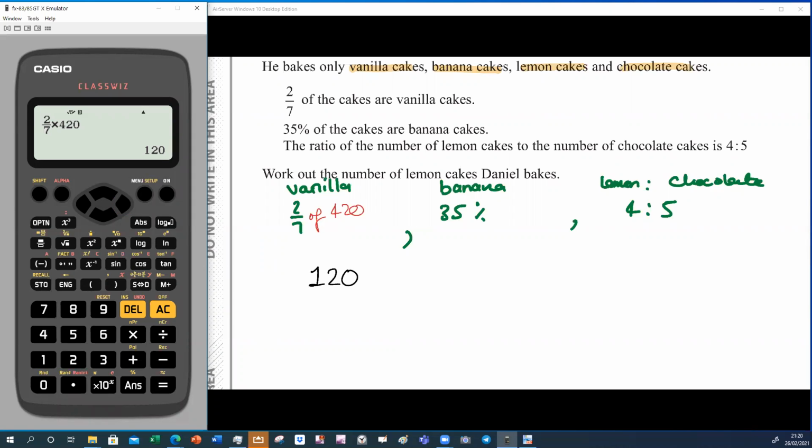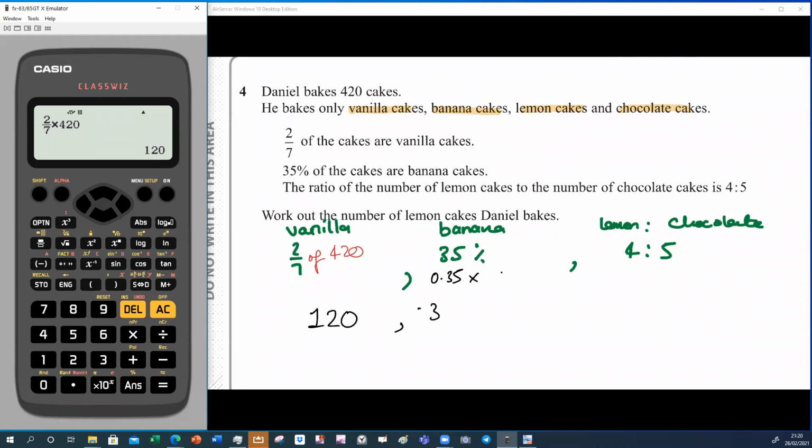Right, next one we have 35% are banana. So 35%, we can put it as a decimal multiplier, 0.35 times by 420. So 0.35 times by 420 gives us 147.